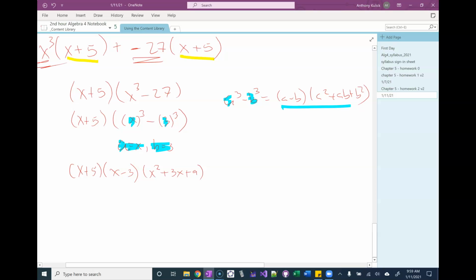Okay, and now we need to check. We've already checked x plus 5. We know that's not factorable. X minus 3, again, is linear, so we know that's not factorable.